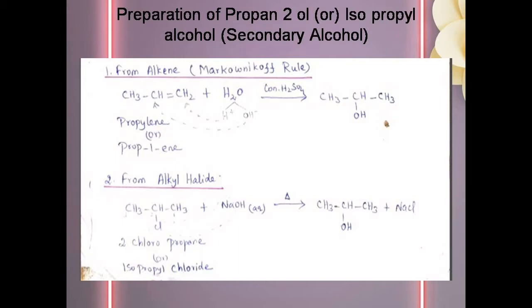So far we saw the primary alcohol preparation. Now we are going to see isopropyl alcohol, propane-2-ol. They come under the category of secondary alcohol. First preparation is from alkene. Here it undergoes the Markovnikov rule.